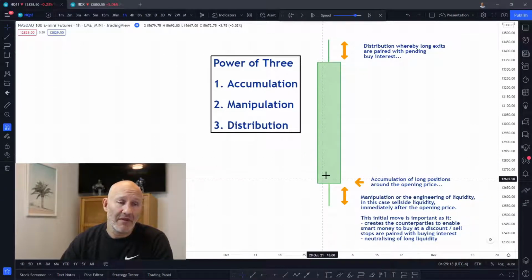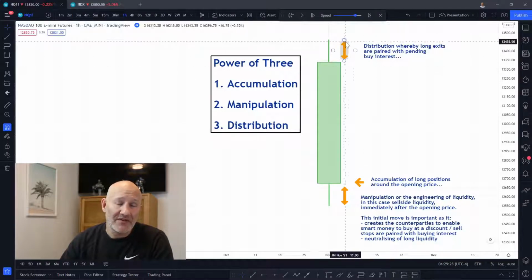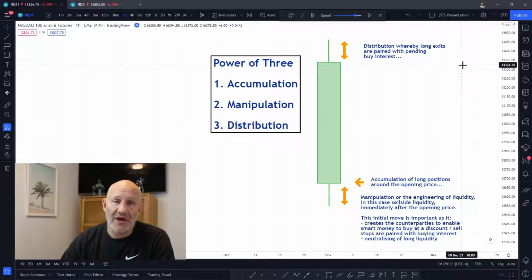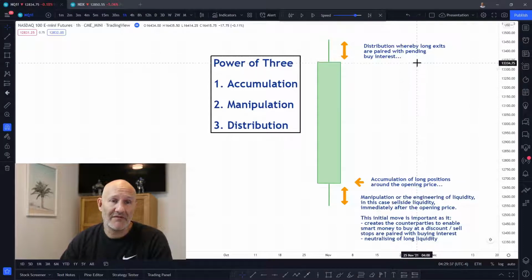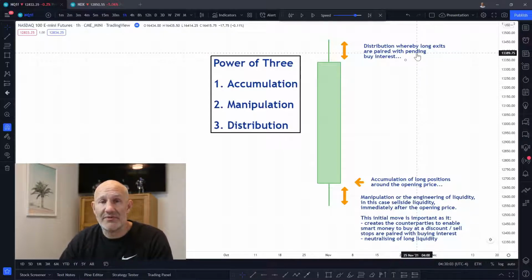We obviously have the market then trade higher over the course of the day. And then what you're going to have is distribution. So this is where those long positions are looking to exit. And again, this can be engineered by a push into that buy side liquidity. And this is where you have those long positions being paired with pending buy interest. So basically we have long positions being paired with buy stops. So we obviously have long positions that they need to sell, and those buy stops are going to create the counterparties for those long positions to exit. So that's a really brief summary of the power of three using a bullish example.